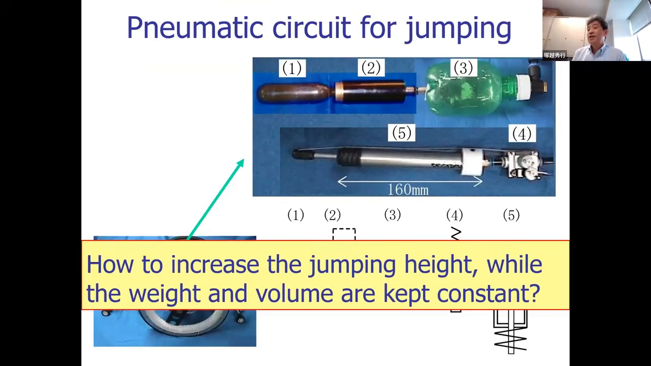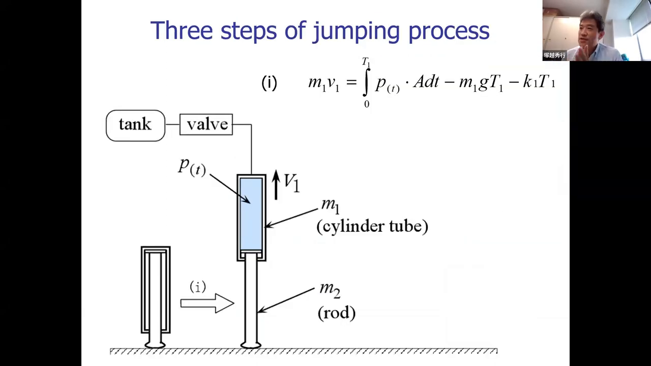So next, please consider how to design the cylinder. So let's consider the process of the jumping. The whole process of the jumping is composed of the following three steps. One is the cylinder tube is accelerated against the rod. In this case, the momentum is expressed by the pressure P times cross-sectional area A of the integration and gravity M1G times T1. T1 shows the acceleration time, and K1 shows the loss of the friction.